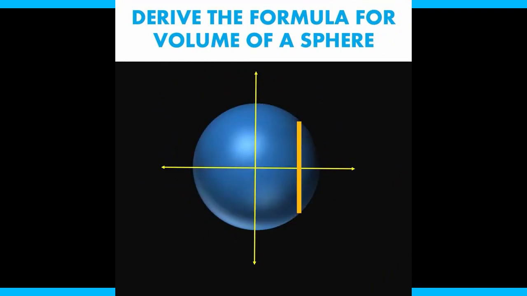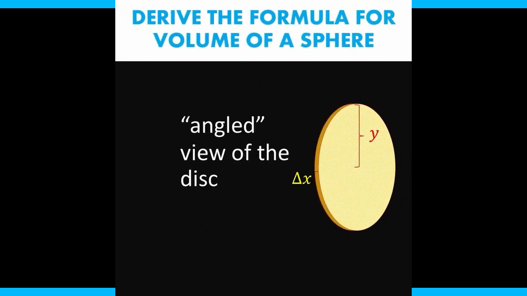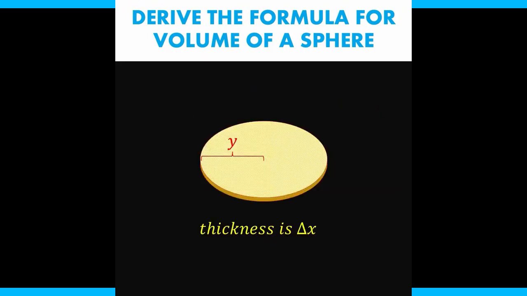Let's focus on one of those discs. Looking at a different perspective, our disc may look like this. The height of our discs is denoted as y, and the width of our discs is denoted as delta x. And then let's zoom out this disc. So up here, the radius is y, and the thickness is delta x. We can also position our disc sideways. Still, the radius is denoted as y, and the thickness of our disc is delta x.